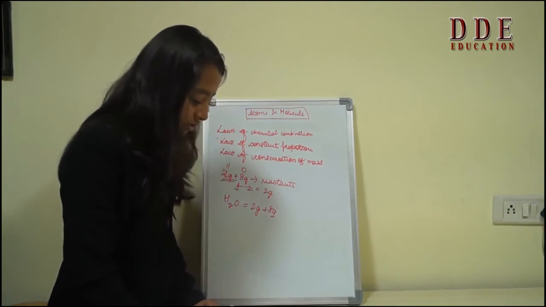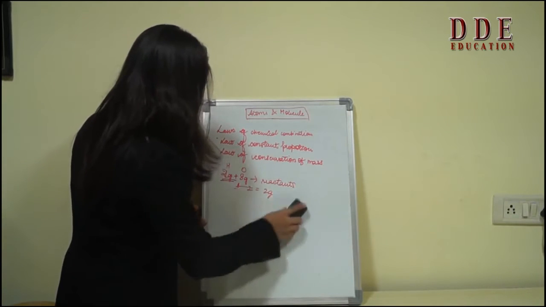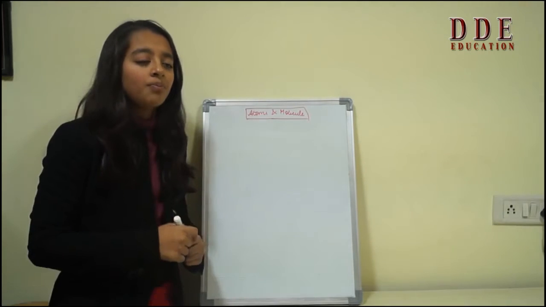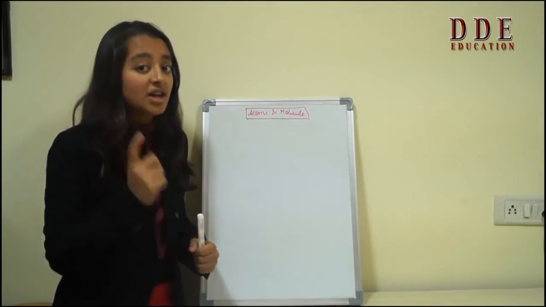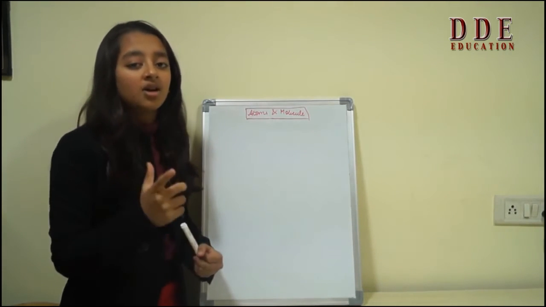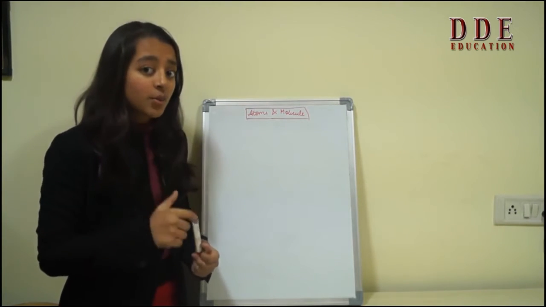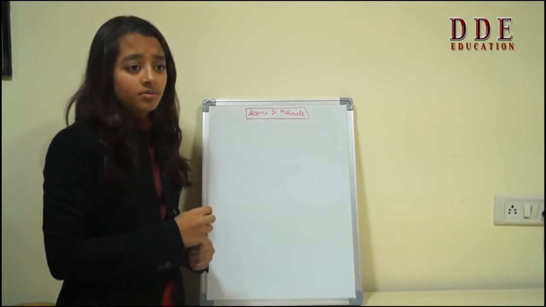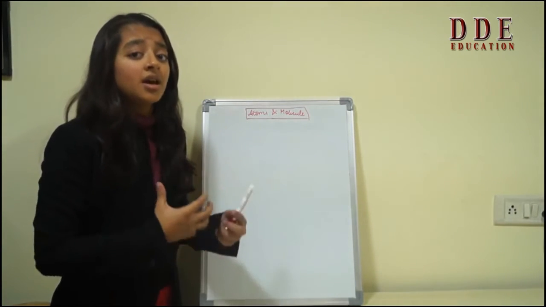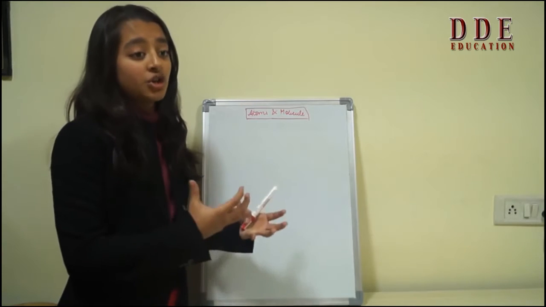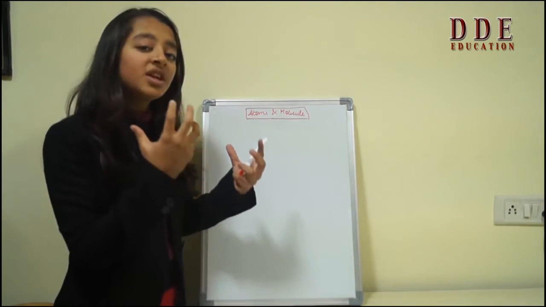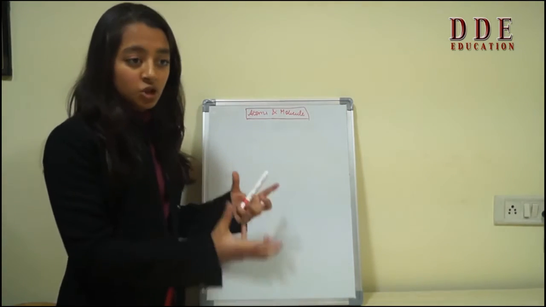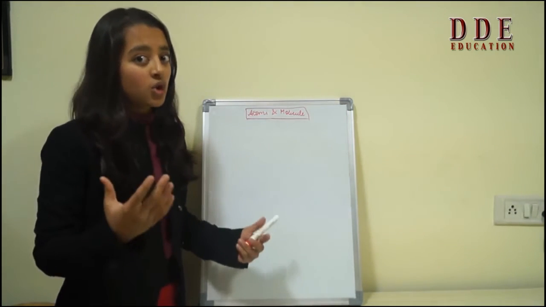Then let's move on to Dalton. Actually, after these laws of chemical combination, the law of conservation of mass given by Antoine Lavoisier and the law of constant proportion given by Joseph Proust, they had another problem, that is the inappropriate explanation of these laws. They needed a strong theory which could explain these laws, and that was given by John Dalton.